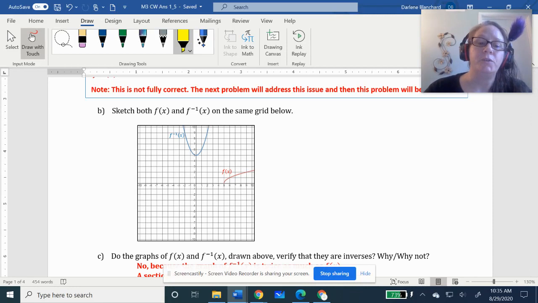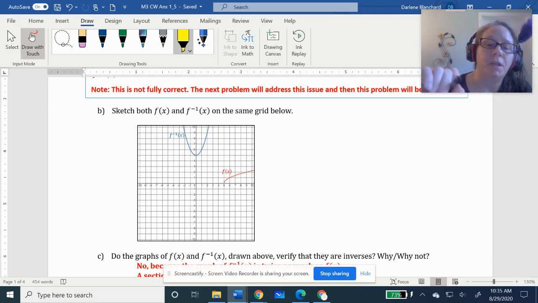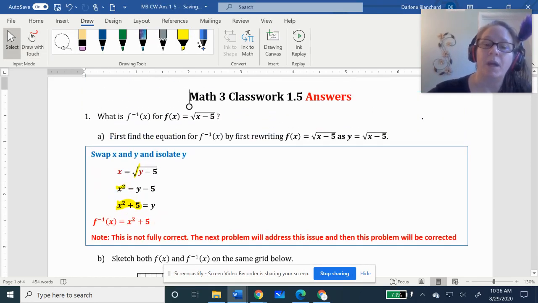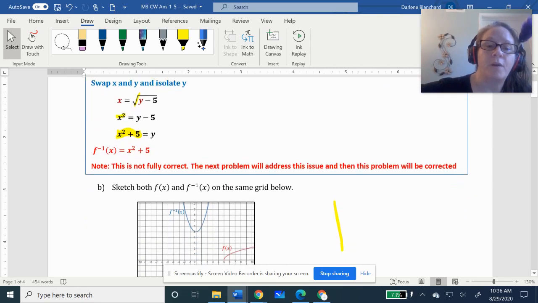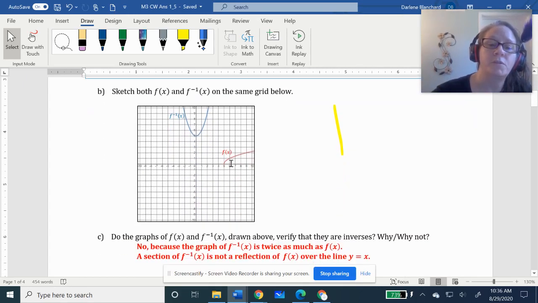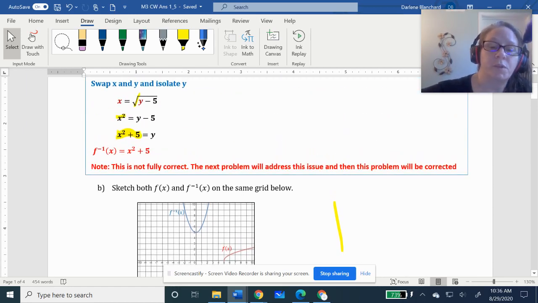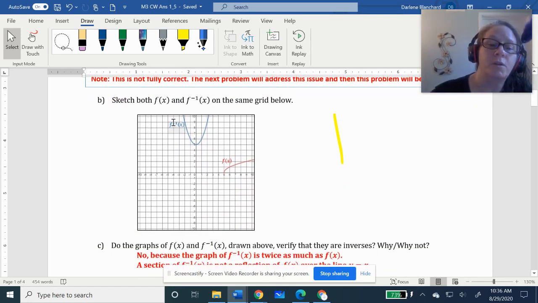In part B, we get to see that they really aren't quite inverses, because we draw the f of x function we began with, which was a square root graph. And in case you are having any difficulties, let me go back. Graphing y equals the square root of x minus 5 is the square root graph moved right 5 units. Then the f inverse is x squared plus 5. So that is the x squared graph moved up 5 units.